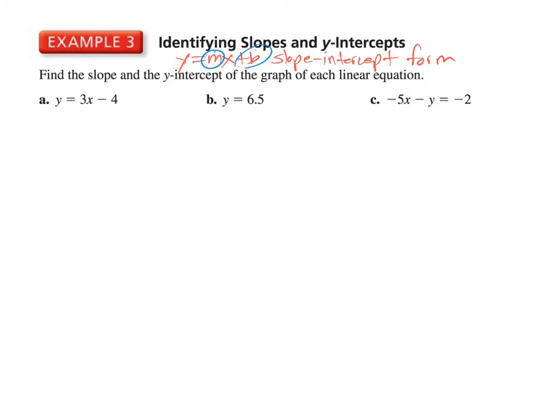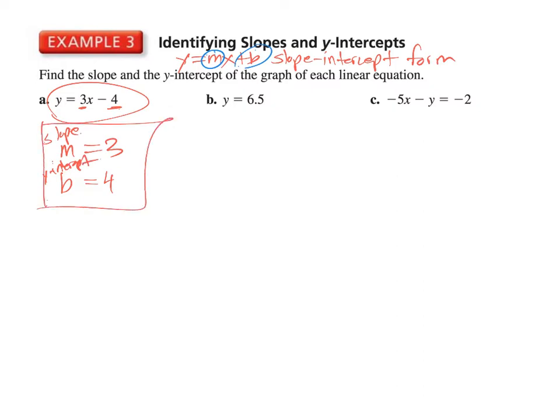Okay, so now I have y is equal to 3x minus 4. That's in the structure I want. So what is my slope? What is my m? All right, that's going to be 3. And what's my y-intercept, my b? That's negative 4. All right, so that's my slope and that's my y-intercept. Just want to make sure that's clear.